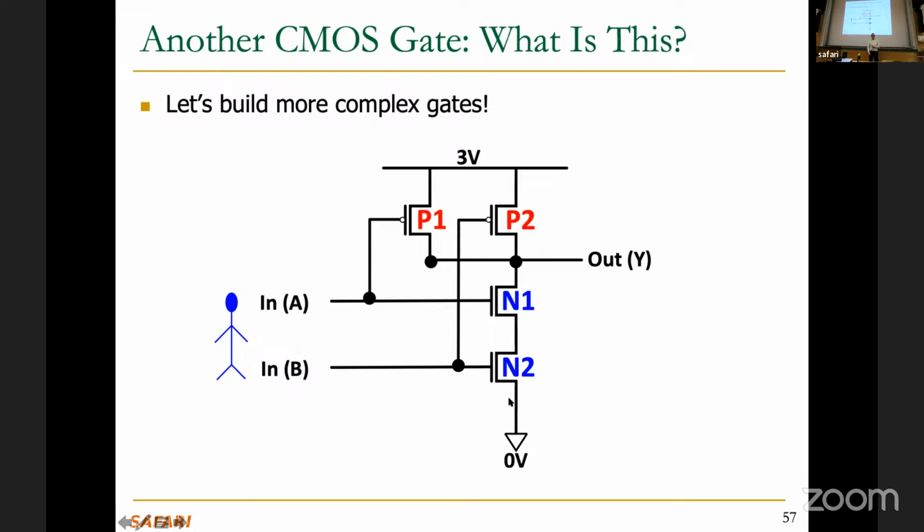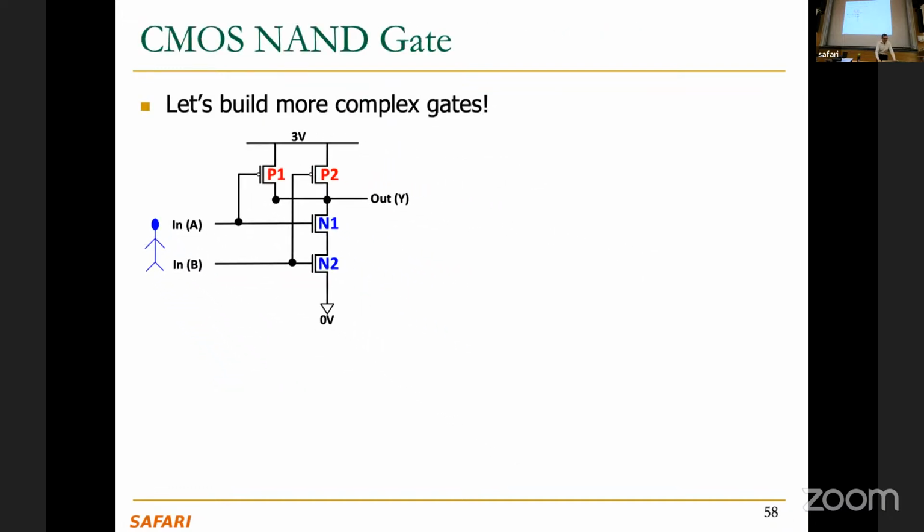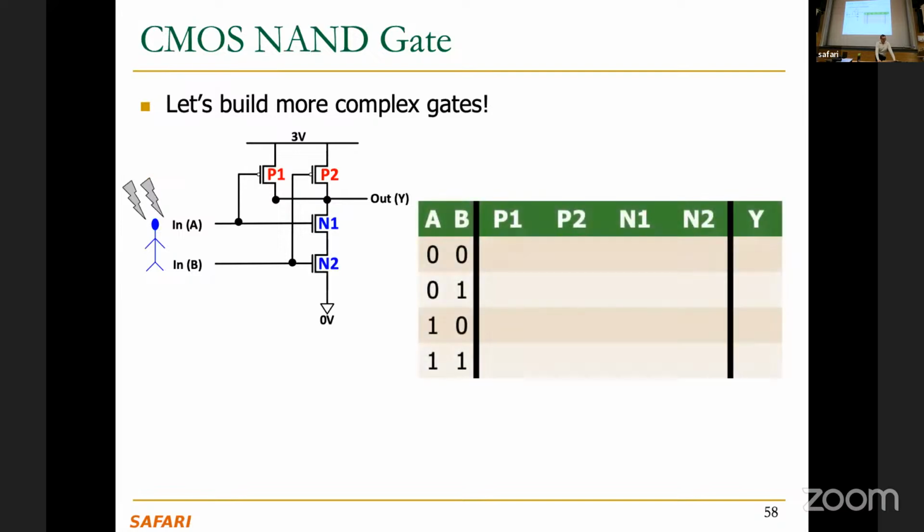So what does the circuit do? Tougher one. Not a simple inversion anymore. Anybody? I'm not going to wait too long. Yes, please. It's an AND gate, you said? Both inputs are 3 volts. Unfortunately, no. That's a good try. Yeah, you need to run through it. Let's run through it basically. So let's take a look. Let's build a truth table.